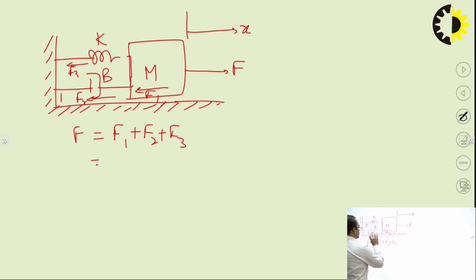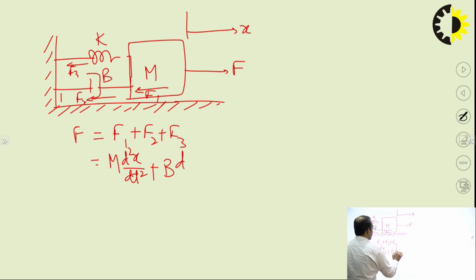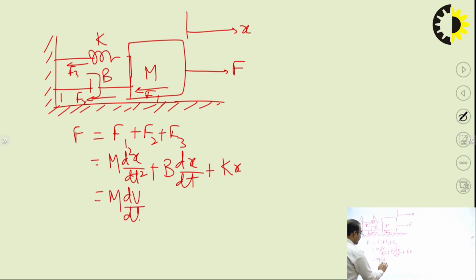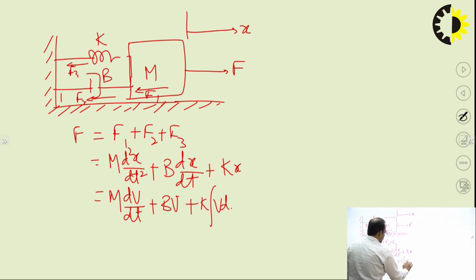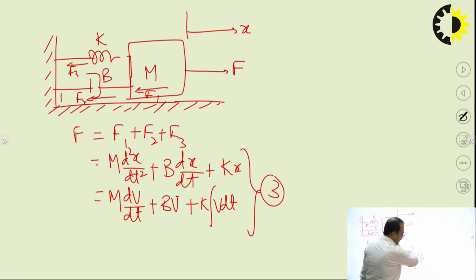We can write this as m d square x by dt square plus b dx by dt plus kx, or we can write this as m dv by dt plus bv plus k integration of v dt. Say this is equation 3.